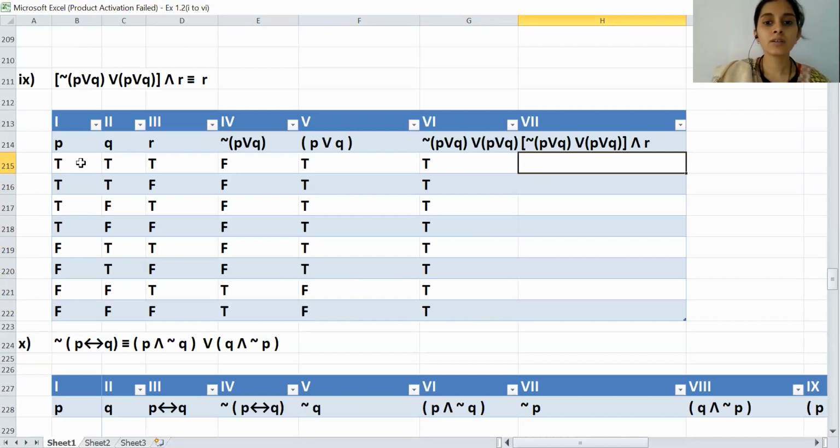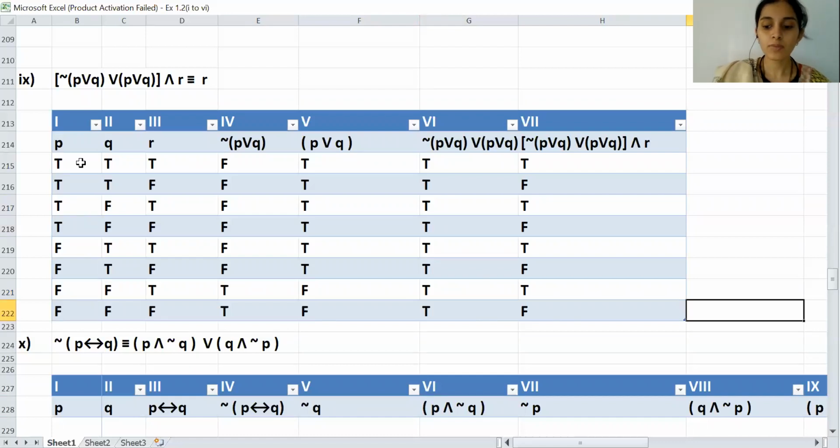Then the next one is your entire bracket in the 6th column and it with R. So 6 and 3. Now I will read through column 6 and it with 3. So true and true, true; true and false, false; true and true, true; true and false, false; true and true, true; true and false, false. Okay, this is your and.